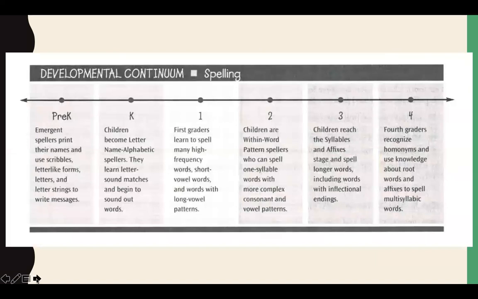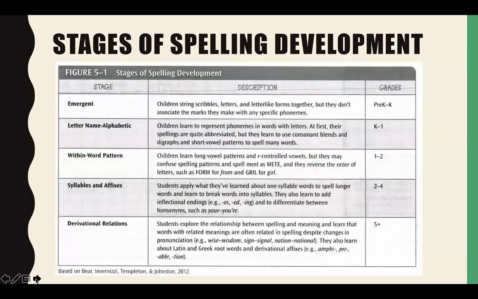And so here's a developmental continuum of spelling. And again, it ranged from pre-K to grade 4. It's important to understand the continuum, to know where your student is and what they need to learn to advance to the next skill set. Similar to phonics, there is a sequence in learning to spell. So again, stages of spelling development.